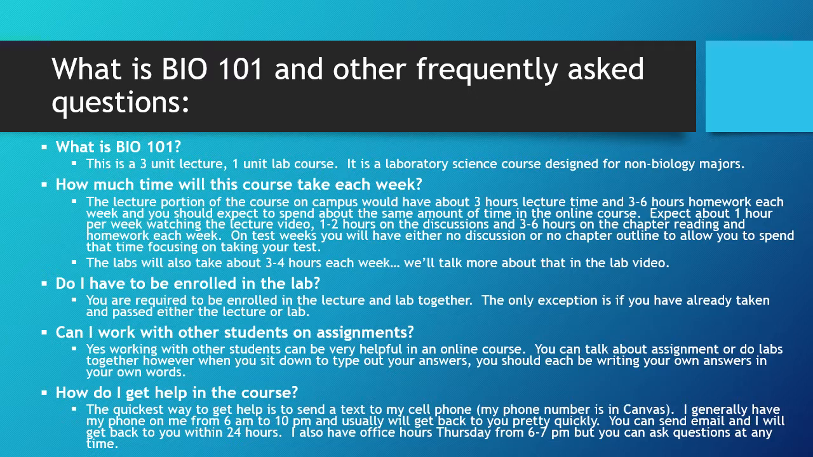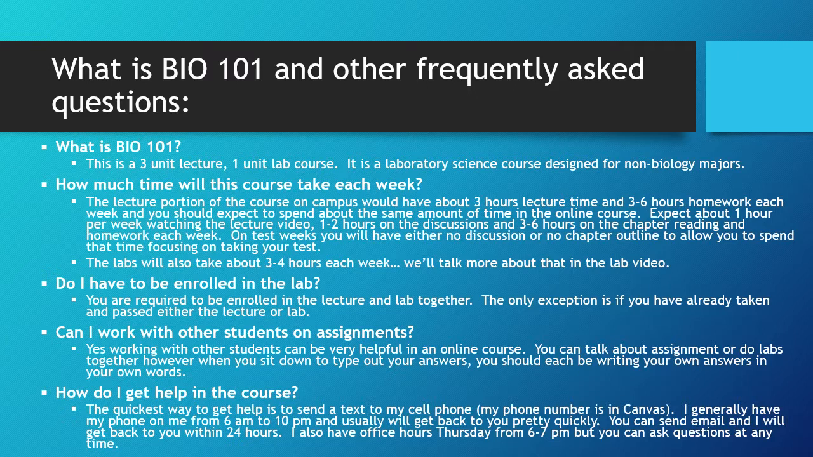And our final question is how to get help in the course. The quickest way to get help is to send a text to my cell phone. My phone number is in Canvas. I generally have my phone on me from about 6 a.m. to 10 p.m., and usually I will get back to you pretty quickly. There are exceptions, but generally I'm pretty quick at getting back to you if you have a question during those hours.